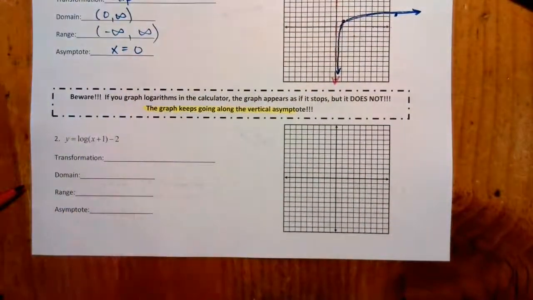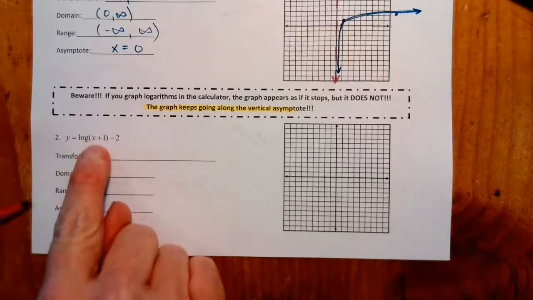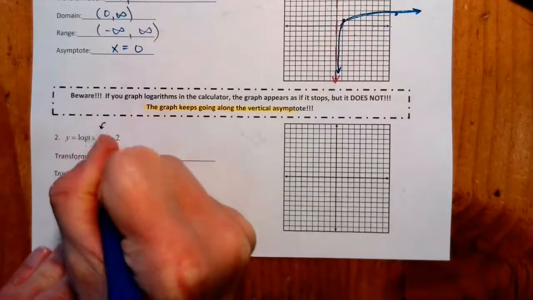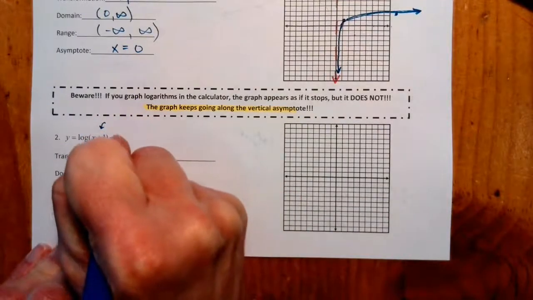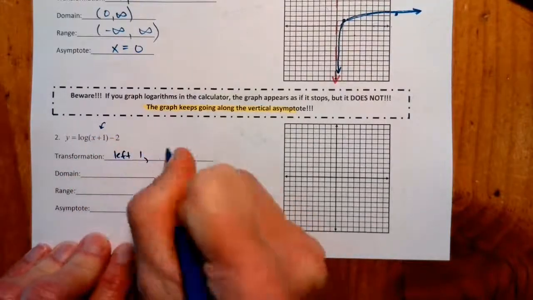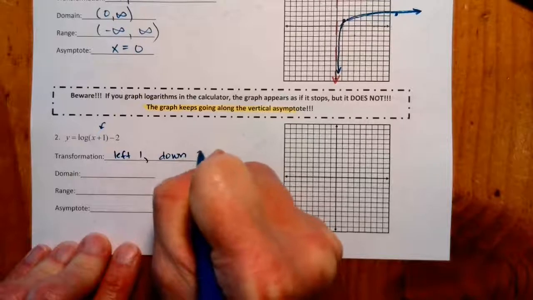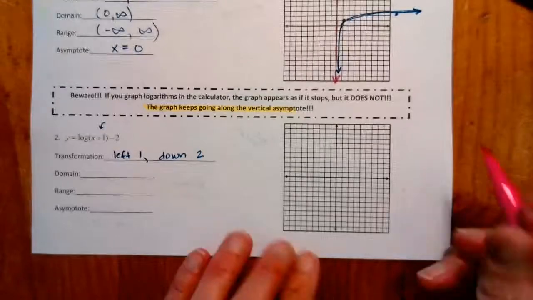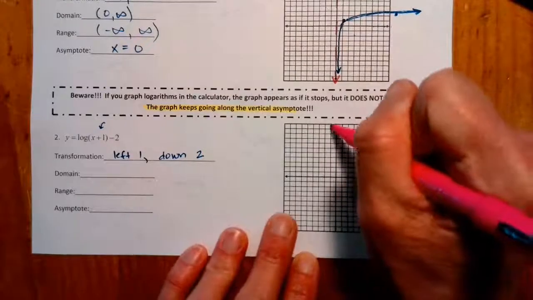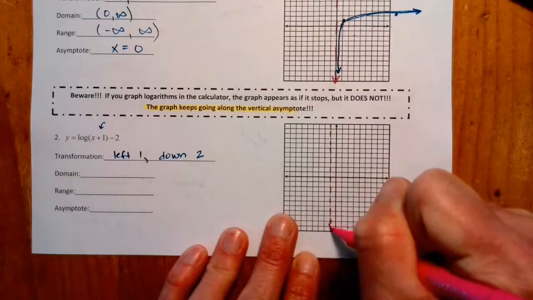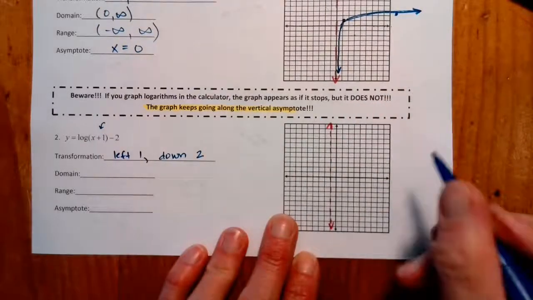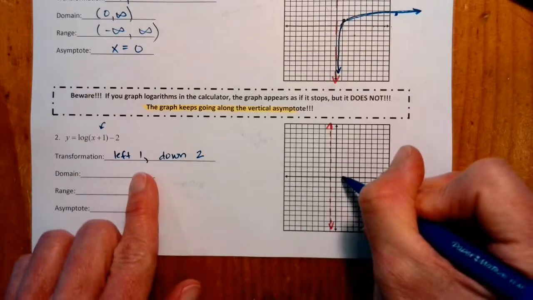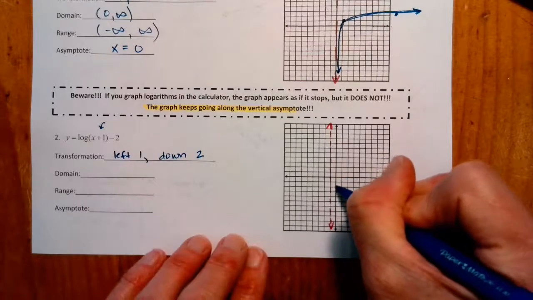along that log. Okay, here we have, let's talk about the transformations first of where this graph is going. Because I see a +1, I know that this graph is going to move to the left 1, and I know that it's going to move down 2. So if I talk about my asymptote, instead of my asymptote being along my y-axis, it's now going to be to the left 1. This point that I know of, over 1 up 0, is now going to be to the left 1 and down 2.